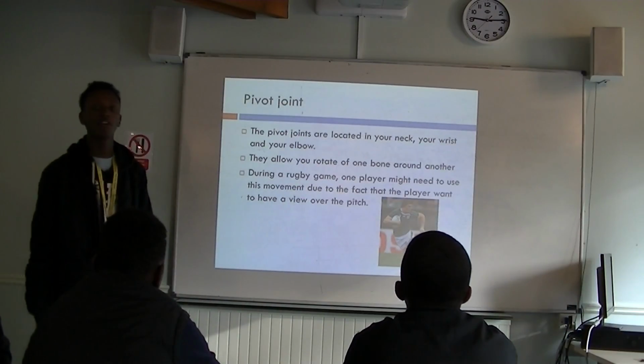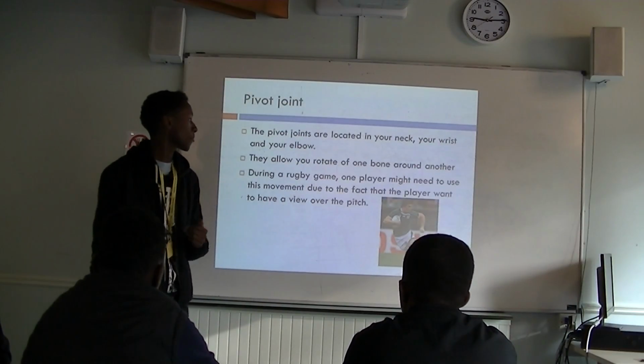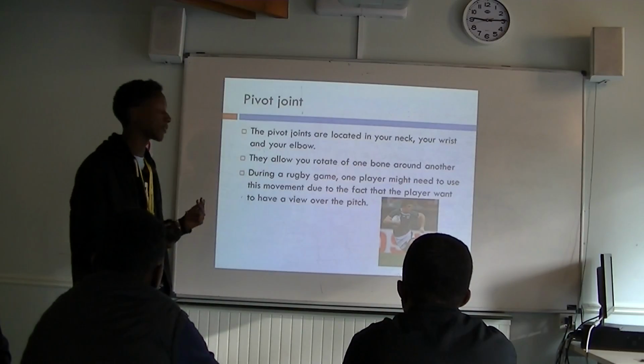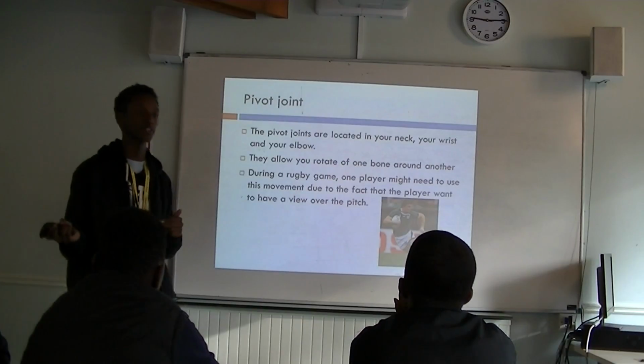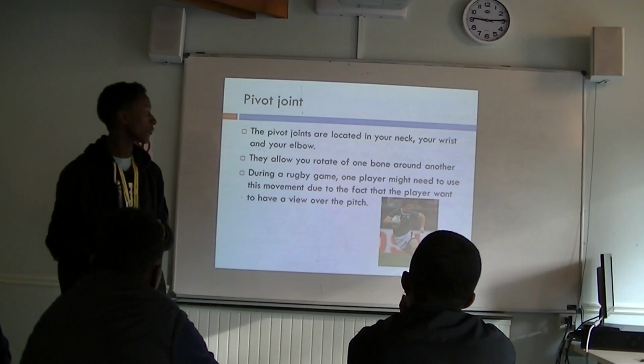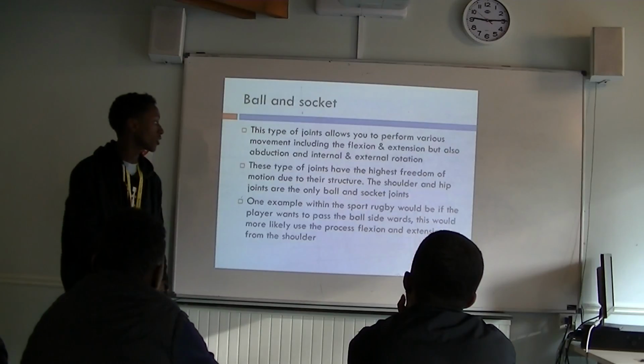The pivot joints are located in your neck, which allows you to rotate. This is beneficial as a rugby player needs to look around the pitch and see who they can throw the ball to.